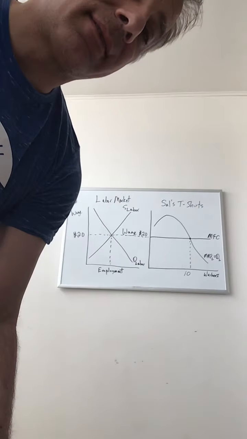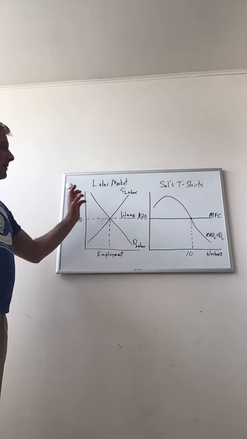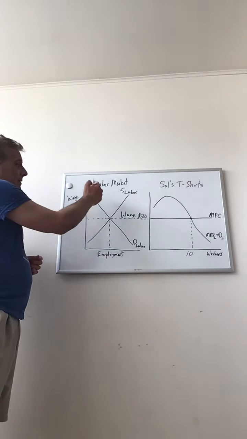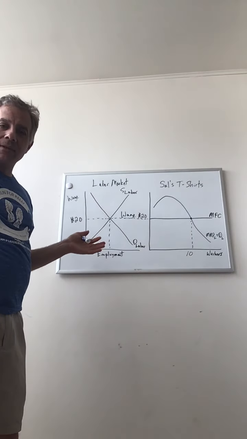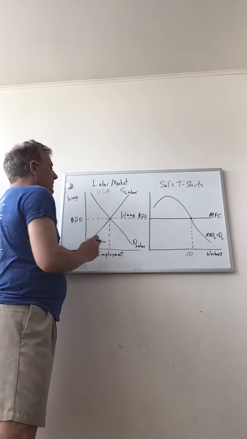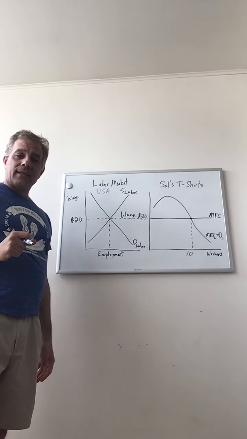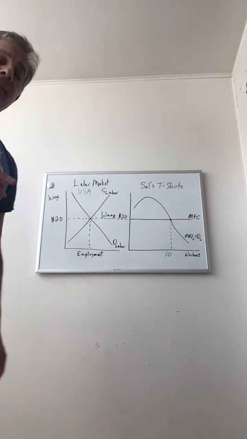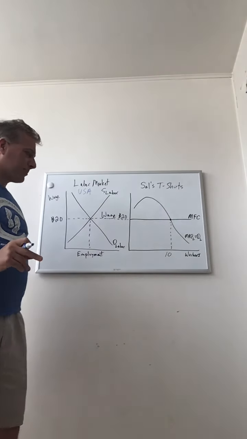So here is the correlation between the labor market and the firm. I have Sal's t-shirts here. Well, here, this is the supply and demand of labor in the United States, so we could just say this is the USA. And the wage is $20. Let me make sure I get this all in there. The wage is equal to the marginal factor cost.